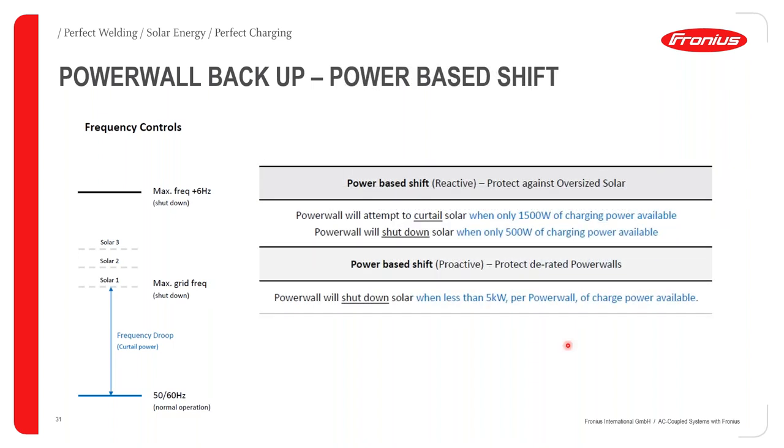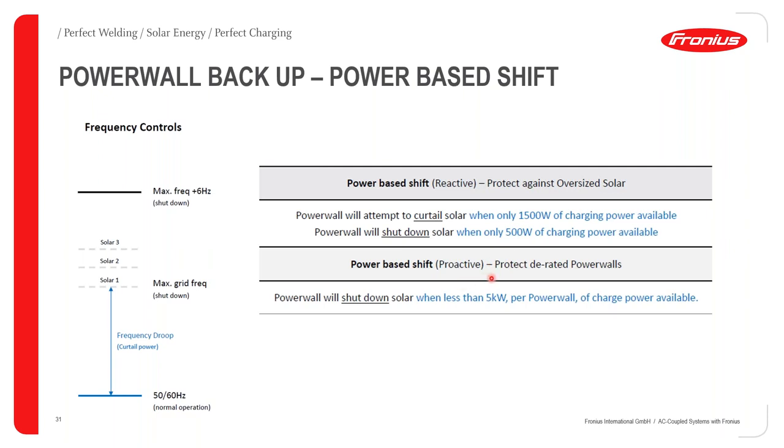Now moving on to the power-based shift. With the power-based shift, we have two components: a reactive and a proactive. The Tesla systems will always protect against oversized solar. So the Powerwall will attempt to curtail solar when only 1,500 watts of charging power is available. Again, this comes down to protecting the charging system as well as the battery system. The Powerwall will shut down solar when only about 500 watts of charging power is available. Again, it's a state protection for the system.